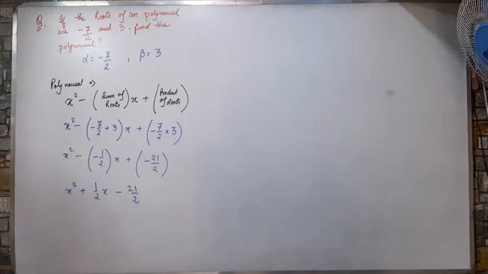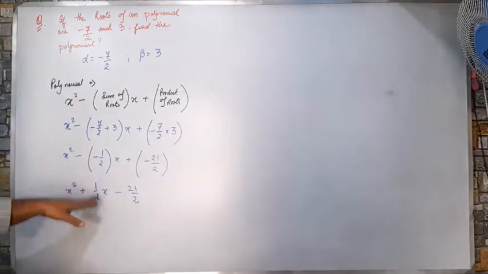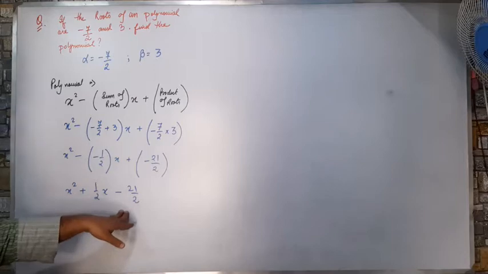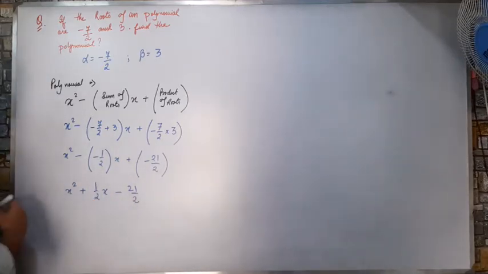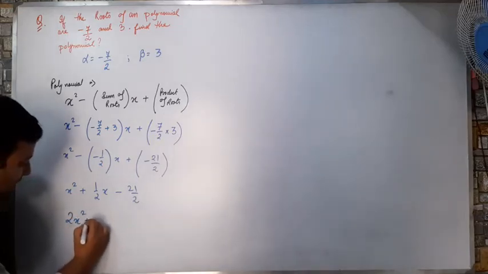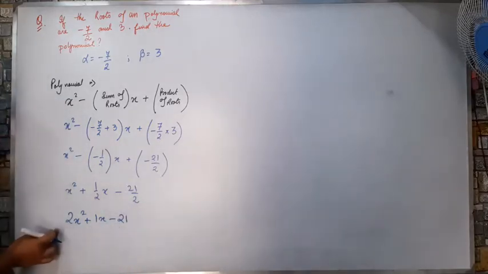So I have got a polynomial here, but the problem is that the polynomial must be in a linear manner. Here it has come in ratio, in fraction. So how can I remove the fraction? By taking the LCM out of it. What will the LCM be? 2. So I will get the equation as 2x square plus 1x minus 21 whole divided by 2.